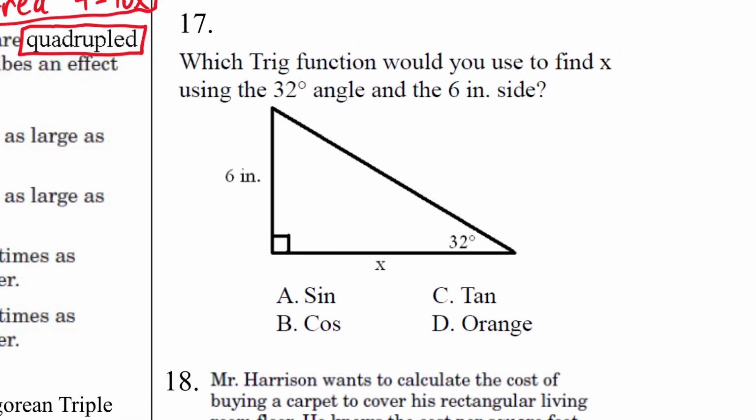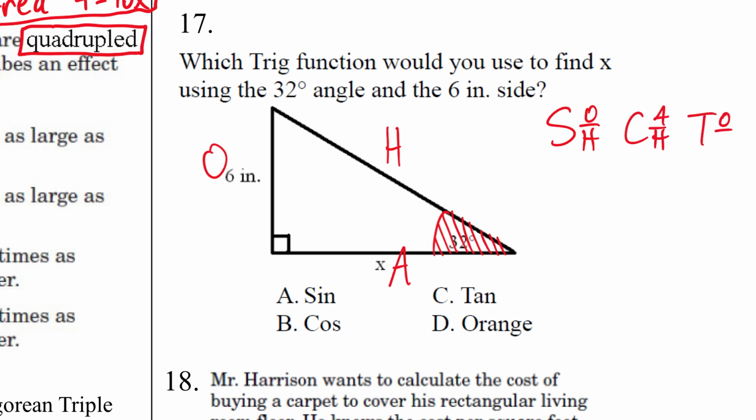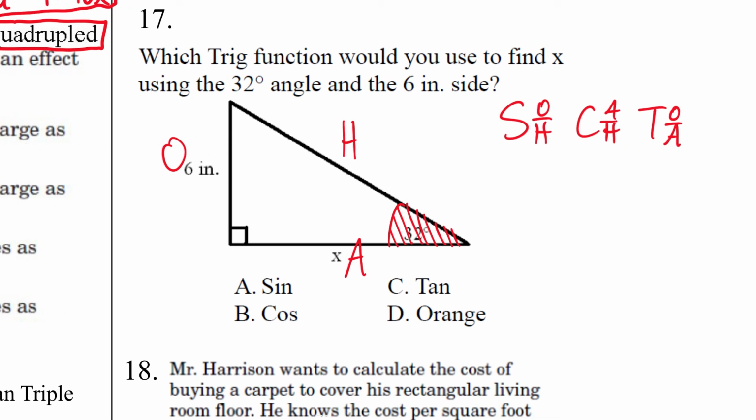Okay, number 17. So we're just trying to figure out what function. So from this 32-degree angle, which side is the h, the hypotenuse? The one across from the what? Yep, one across from the right angle, the blank side on this one. Which one is the a, the adjacent? Okay, remember the adjacent's the side that touches the angle. X. And then that makes this the O. All right, so SOHCAHTOA. And I'll let you figure out which one of those you need from there.